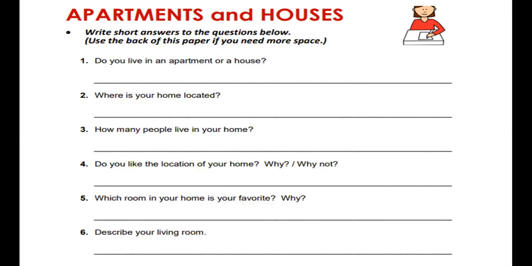O podemos decir, six people live in my home, ¿verdad? Diferentes formas de responder lo mismo. Do you like the location of your home? Yo puedo decir, yes, I do. Y si me pregunta why, I can say, because I like the weather, or because it's close to my workplace, because everything is near. I can give different reasons. Puedo dar diferentes razones, ¿verdad? De por qué me gusta.